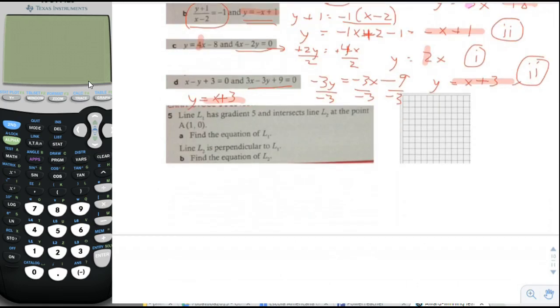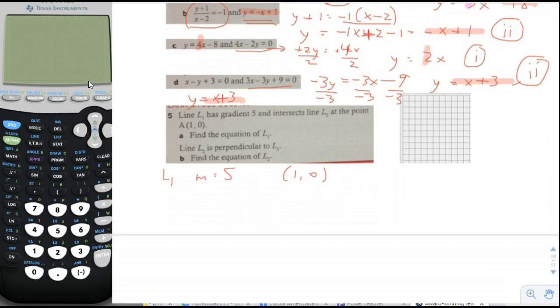Line L1 has gradient 5 and intersects line L2 at the point (1, 0). Find the equation of L1. Find L2 that is perpendicular to L1. Okay. So L1 has gradient 5 and intersects L2 at the point (1, 0). So we know that L1 has gradient of 5 and it goes through the point (1, 0).